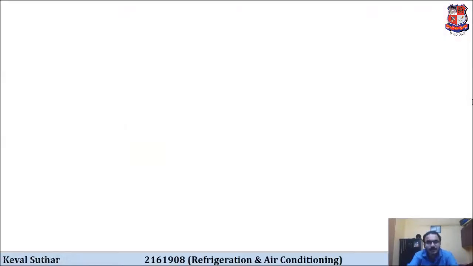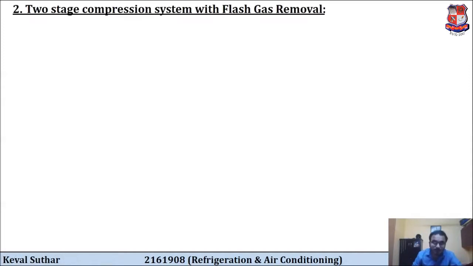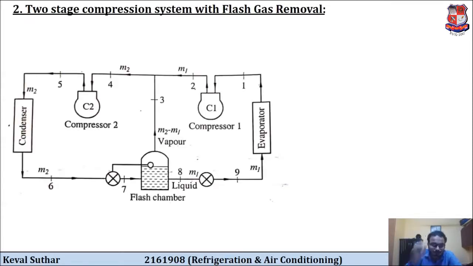Now we are into our next theory, which is the second case, that is two-stage compression with flash gas removal, and this will be our figure. If you recall, in our previous theory we had a division here, where only some mass was passed here and the second mass was passing somewhere else. Instead of that, here we are not separating it. Here we are directly taking it into the flash chamber. Here expansion is happening twice and compression is happening twice.